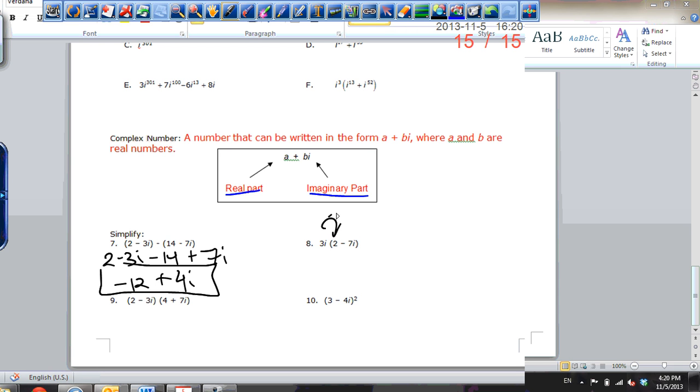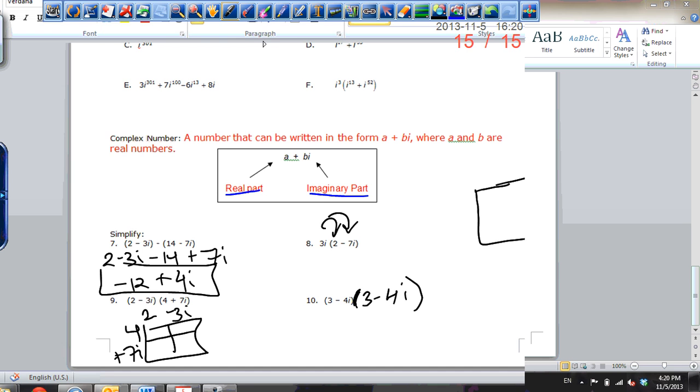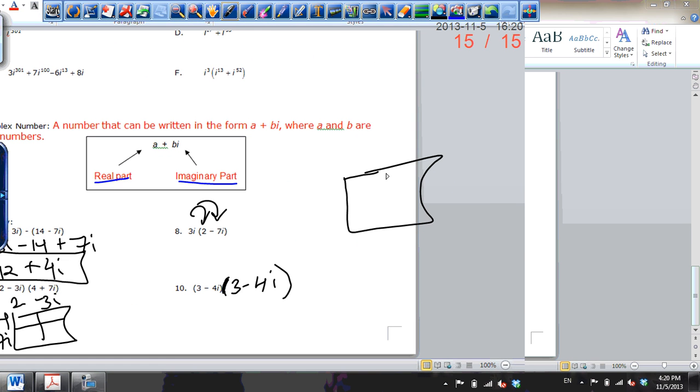My real part's first, my imaginary part is second. 8, just distribute on that. 9, we could do the box method. So 2 minus 3i and 4 plus 7i. And same thing for number 10. Whenever we have a square, we just rewrite it twice. So I'll show you the box. Oh gosh, I'm off the grid. I'll show you the box method on that one. So 3 minus 4i, 3 minus 4i. Please just don't square everything. So we get 9, negative 12i, negative 12i, and positive 16i squared.